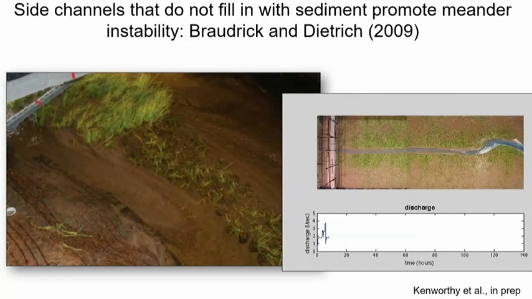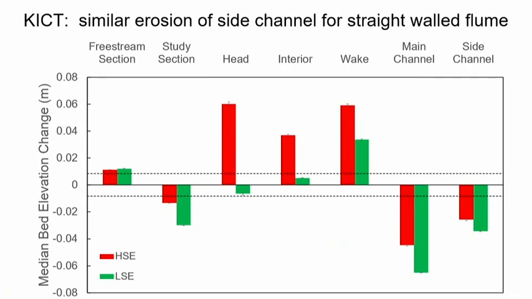And in case you think this is just one experiment, if we go back to our KICT experiments, we didn't talk about this at all, but again, the side channel had erosion. And so in a straight walled flume, we also had erosion of that side channel. And so it could be possible that we would erode and expand the channel width. And if we allowed that channel to meander, we could also cause the channel to be a multi-thread river.